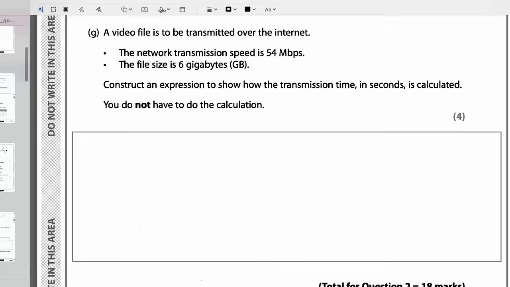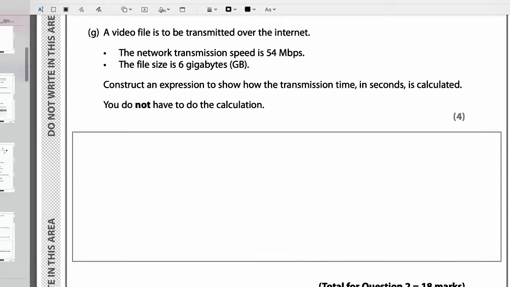G. A video file is to be transmitted over the internet. The network transmission speed is 54 megabits per second. The file size is 6 gigabytes. Construct an expression to show how the transmission time in seconds is calculated. You do not need to do the calculation.